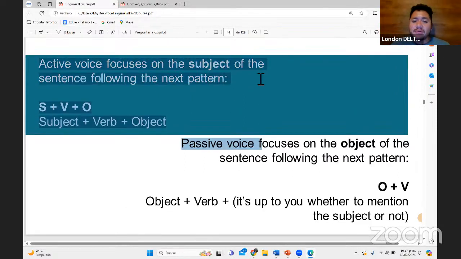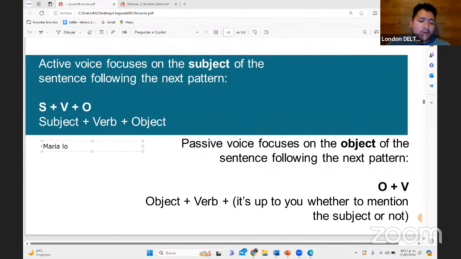Yesterday I gave you some examples. We could think about Maria. Maria loves Carlos. ¿Ok? Entonces tengo un sujeto que en este caso es María y un objeto que es Carlos. Carlos es el objeto porque es quien recibe el efecto de la acción. ¿Ok? So it has to be Carlos. And in passive voice, I could rewrite the sentence. En voz pasiva lo que hago es, no me importa el sujeto, me enfoco en el objeto. Carlos is loved. Carlos es amado.